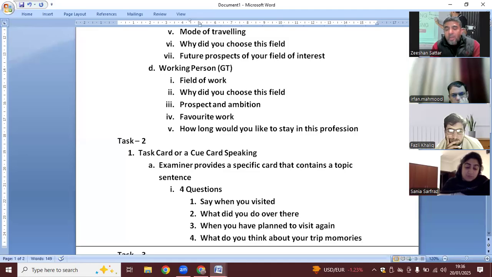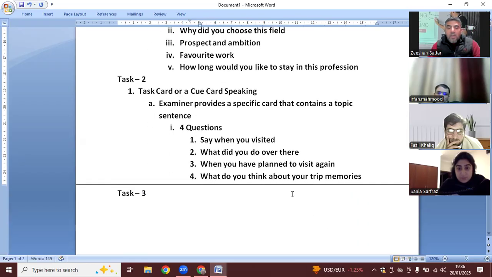Memories. So in this way, the examiner normally gives us a topic on a piece of card or a note sheet, and this card contains a topic sentence, and then there are normally four questions given beneath this topic, which are what you should say. Say when you visited, and number two, number three, and number four, any specific thing that will be connected and related with the topic above.